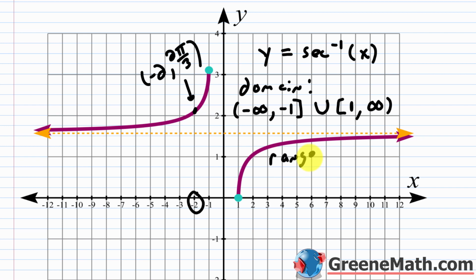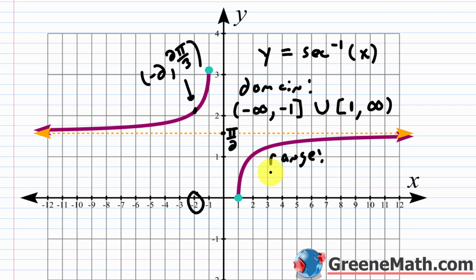So we have the range, and what is that going to be? Well, if I look, it seems like the y values start at 0 and go up to pi, with an exception of this value right here, which is going to be pi over 2. So this line in orange, this dashed line, this is a horizontal asymptote. And so basically that's the line y equals pi over 2.